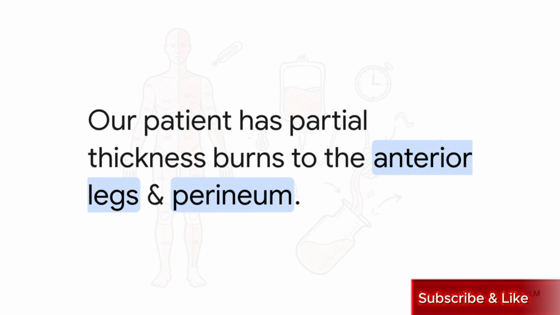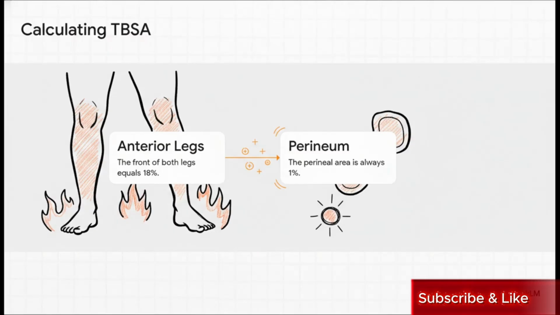Okay, so let's get back to our patient. The chart says they have partial thickness burns to the anterior, that's the front, of both legs, plus the perineum. So the big question is, how do we turn those words into a hard number? Let's break it down. It's pretty straightforward. According to the rule of nines, the whole front of one leg is 9%. Since our patient's burns cover the front of both legs, that's just 9% plus another 9%. That gives us our first number, 18%.